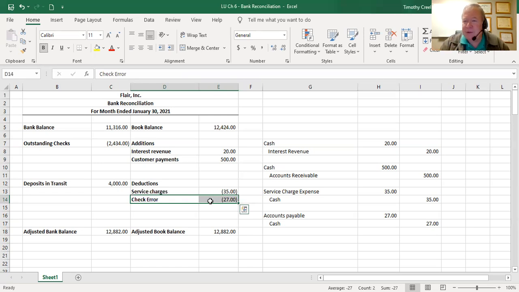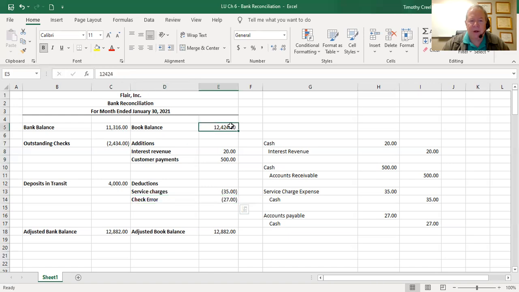This would be, a lot of times, just a transposition error. Like I said, you meant to write it for 96, but you wrote it for 69. It can happen. And so any check errors, if they're a deduction, would be shown here. Now, if they are an addition, they would be shown up here.